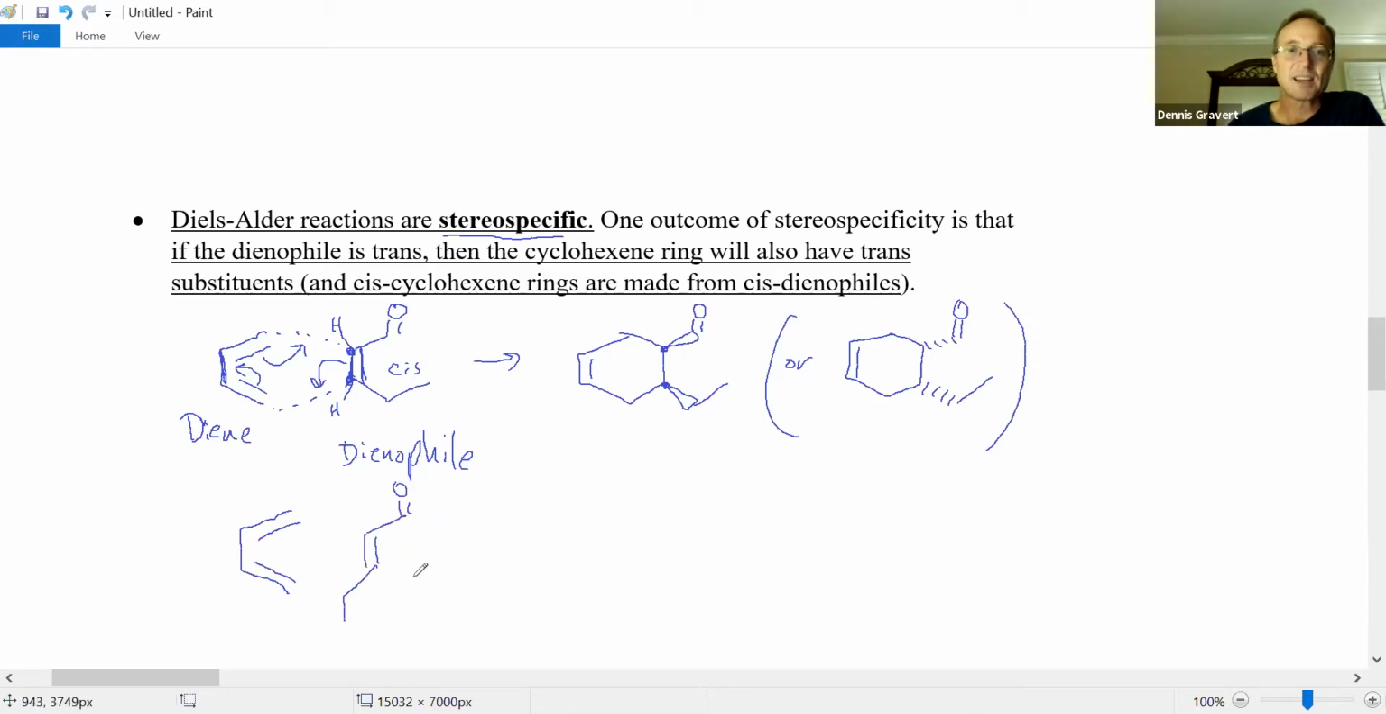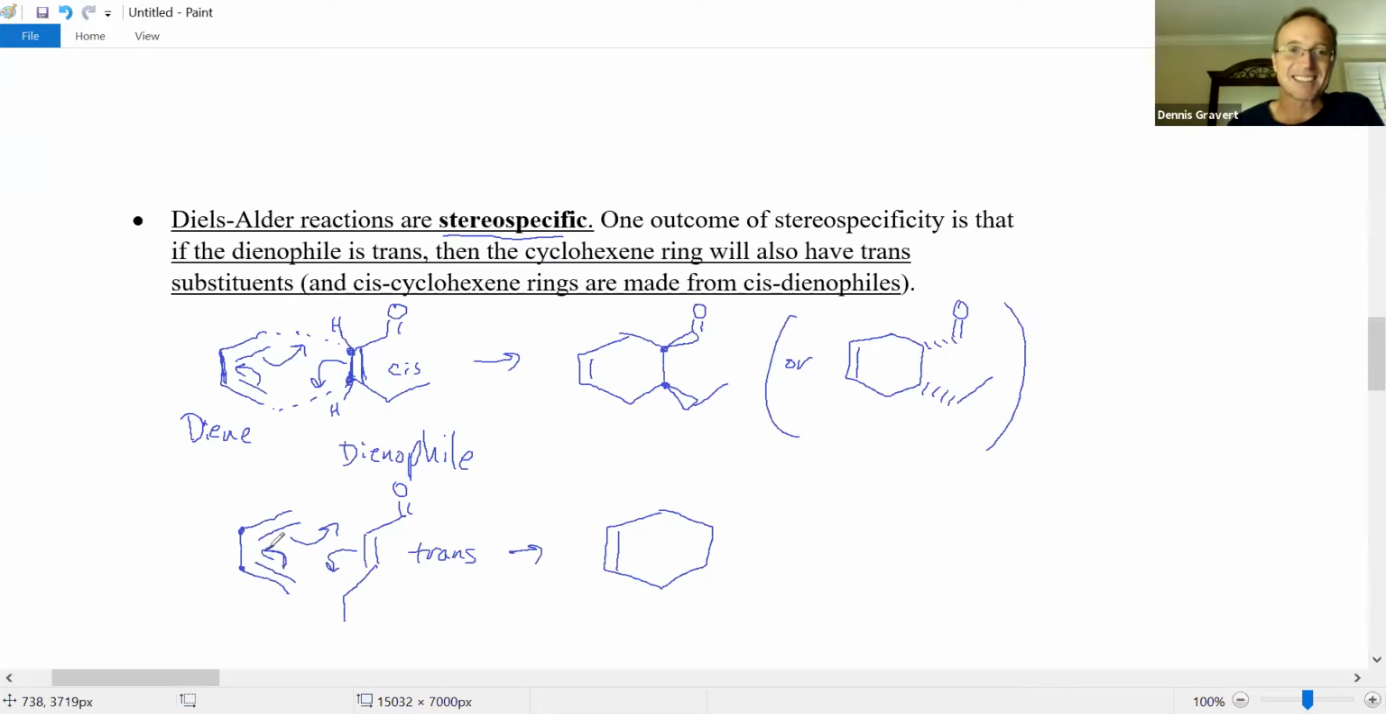So let's draw it this way. Now the alkene is trans. Close up the ring. Do your Diels Alder reaction. Make your cyclohexene. Between where the dienophile had its, that's a diene. Between the two alkenes of the diene, that's where that double bond now goes.